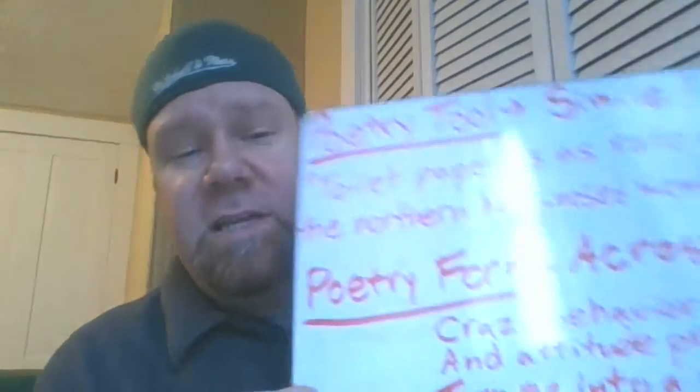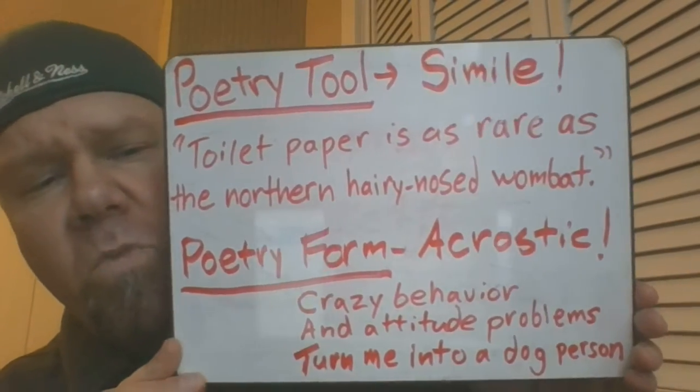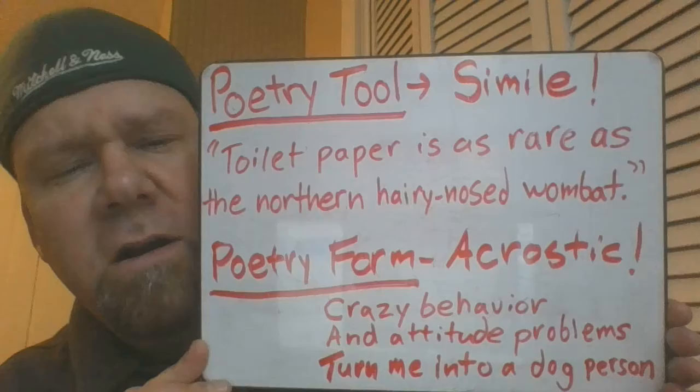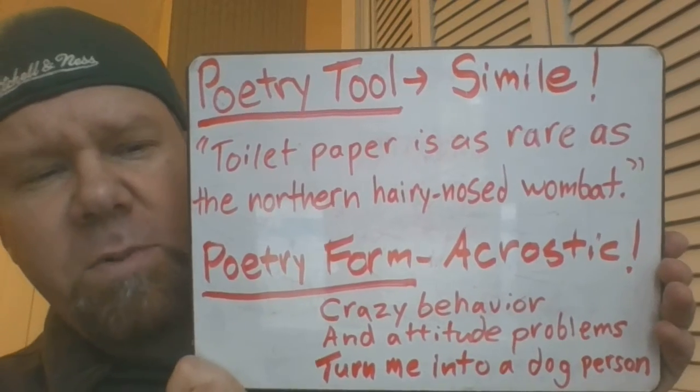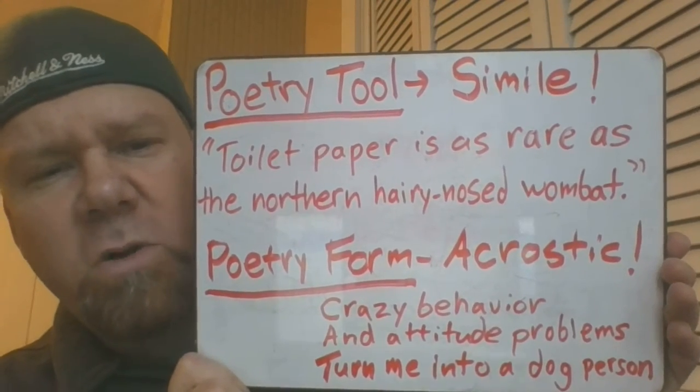Okay, here's another example I have written down. Toilet paper as rare as the northern hairy-nosed wombat. Okay, two very different things. Toilet paper and the northern hairy-nosed wombat. And I compared the two of them, this time using the word as, okay? Toilet paper is as rare as the northern hairy-nosed wombat, okay? So hopefully you're getting an idea of a simile. Also, you can check out the poem examples in the writing topic, okay? And look at some examples of similes used, all right?